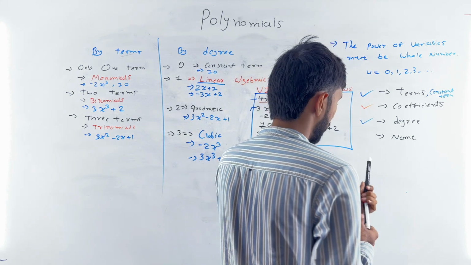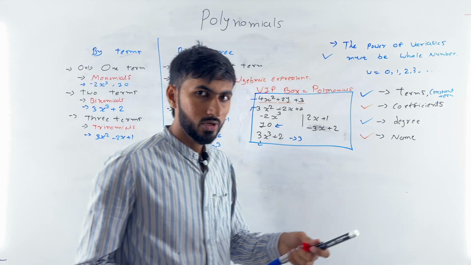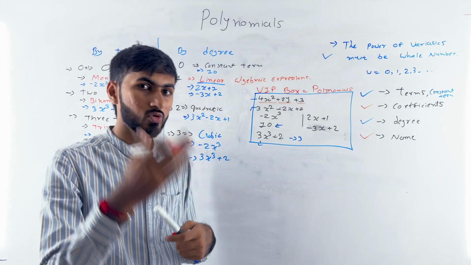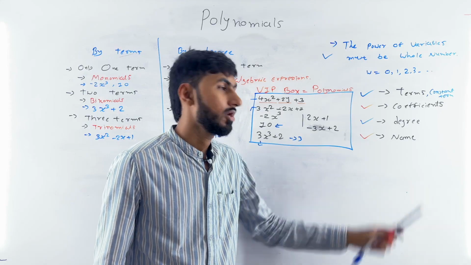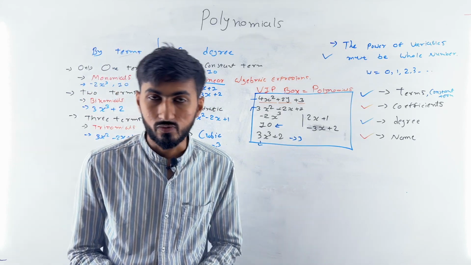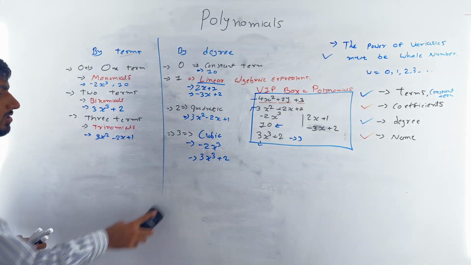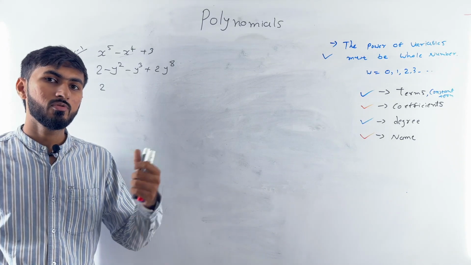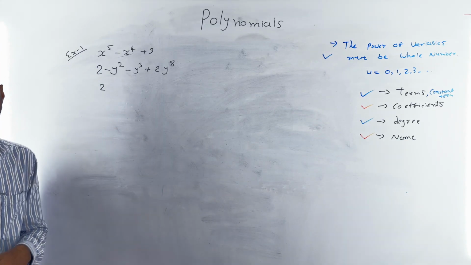So if you know all the four terms, how to identify polynomials, what is term, what is constant term, what is coefficient, what is degree, and how to name it, then your exercise 2.1 will be very easy. So we will do a first example and then we will move on to the exercise. So this is our example number 1. Now what is the question? I have to find the degree of all these three polynomials, right?